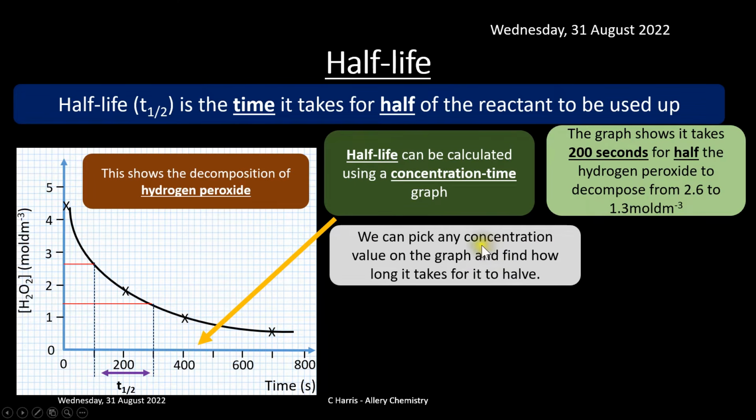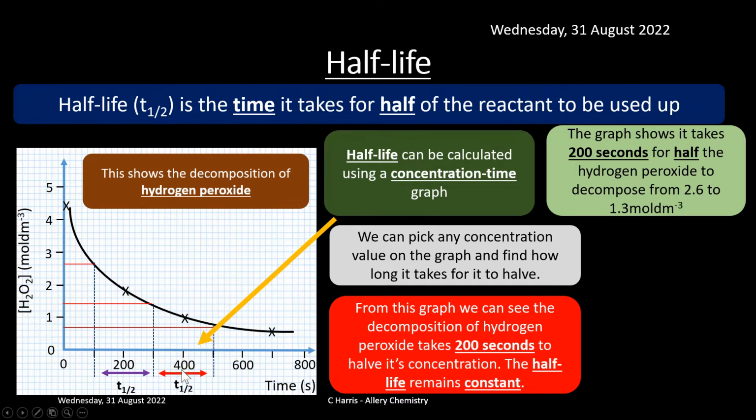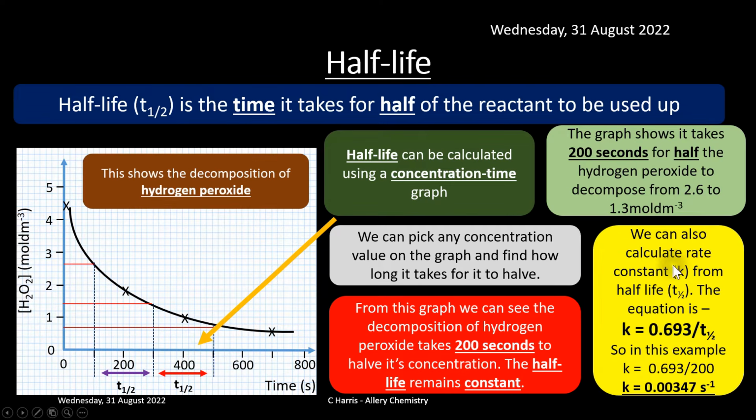So we can pick any concentration value on the graph and find out how long it takes for it to halve. So let's have a look. There's another one. Okay, so we're going to say this is going to halve again. How long did it take for that to happen? So that one was another 200 seconds. So we can see that when we halve the concentration, how long did it take? Now on this graph here, we can see that the half-life is actually remaining constant. The length of time it's taken for half of the reactant to be used up is remaining the same. So we can say that the half-life remains constant here.